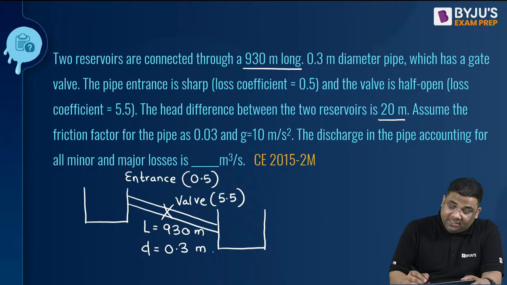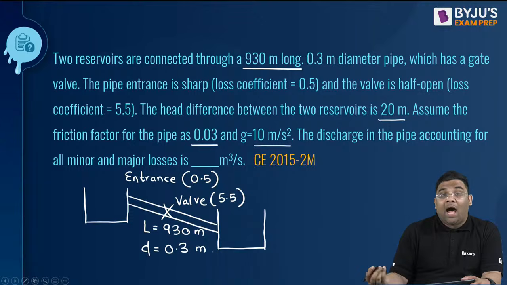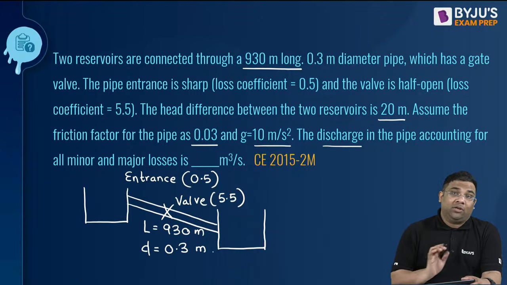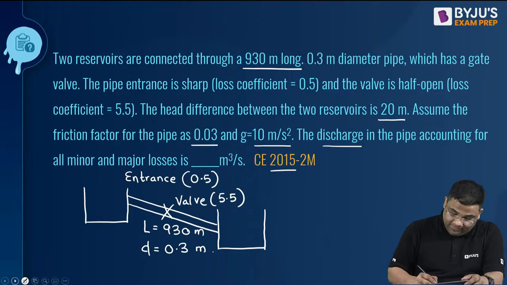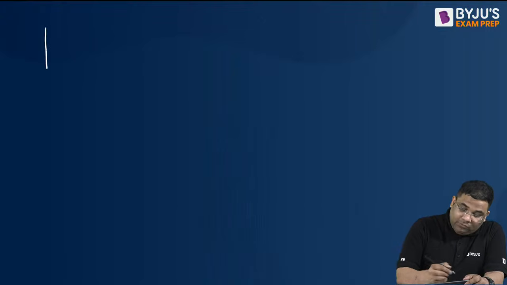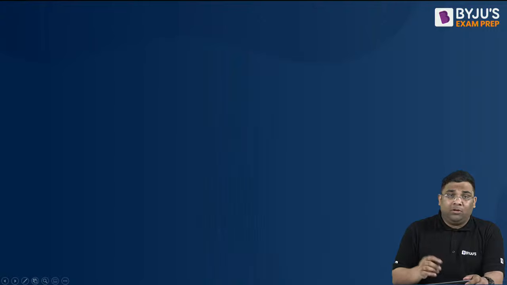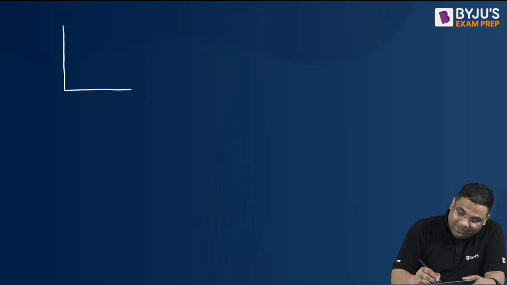The friction factor is given 0.03. G is given 10 meter per second square. You have to find out the discharge, accounting for both minor and major losses. So it's a good question. Let us solve this. Asked in 2015. Now, if you are feeling that, okay, sir, this question was asked in civil, why you are solving it for us? See, don't think that they will differentiate between civil and mechanical. Sometimes they have asked in civil, the next time they will ask in mechanical.